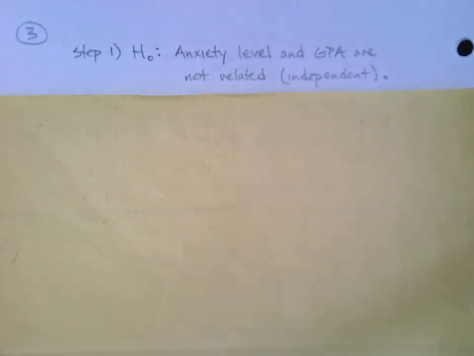Okay, then it says at alpha equals 0.01, can the district conclude that anxiety level and GPA are related? So in the test of independence, we're looking at whether 2 things are related or not. Are they independent or are they dependent? Independent would be that they're not related. Dependent, that one influences the other. Somehow they are connected. So are anxiety level and GPA connected? Well, what does that mean? How are we going to set up our null and alternative hypotheses?